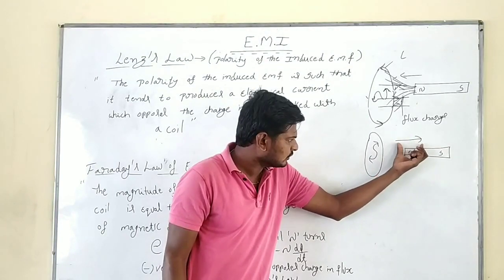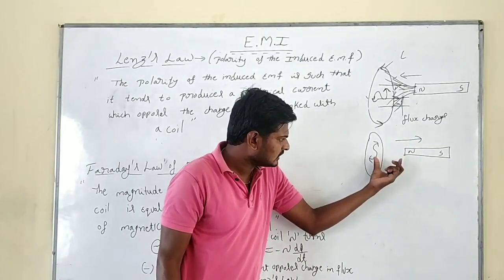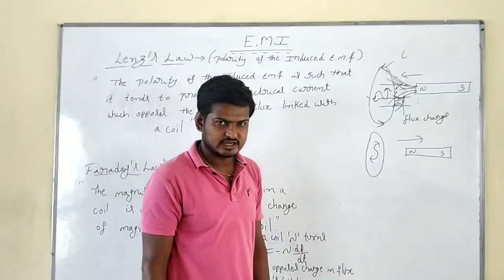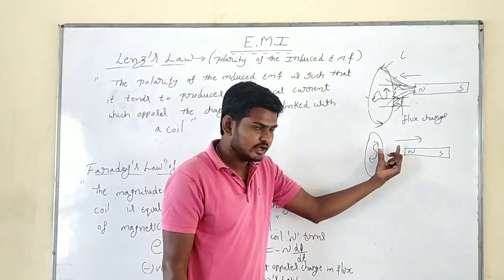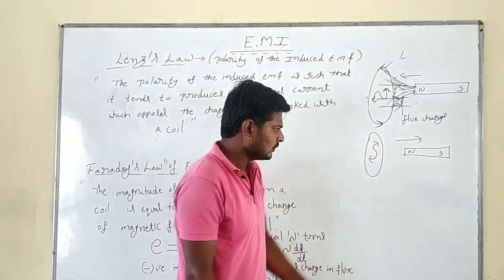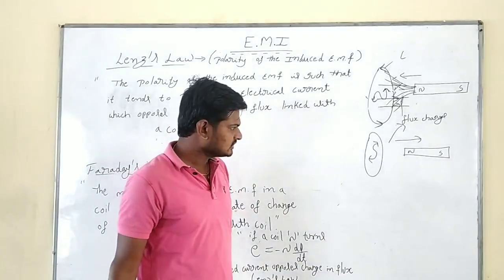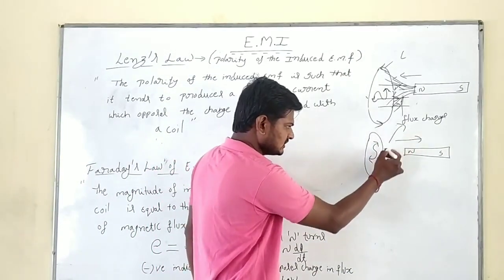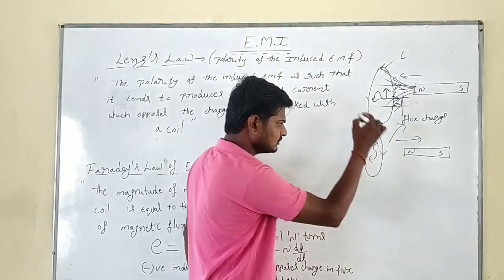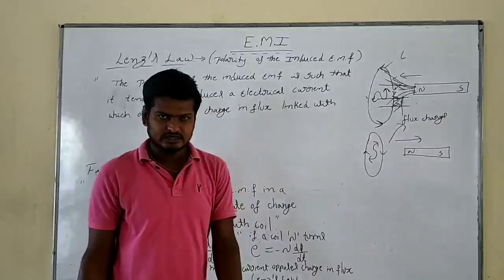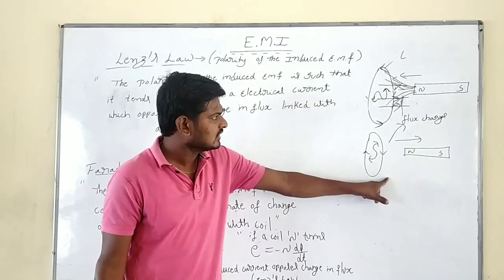Again, this is the attraction when you do. What will happen here also? The applied field and induced field are in opposing directions. When they are in opposite directions, what will happen? The flux is going to change. When the flux changes, here the current flows in clockwise direction. Yes, clockwise direction. The current flows in clockwise direction.